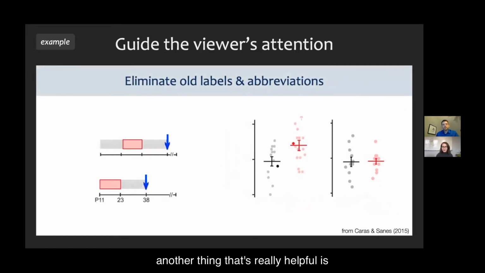Another thing that's really helpful is don't feel like you have to use the existing labels that came with the figure. I really encourage you to eliminate all of the old labels and try not to have any abbreviations. Try to write out everything so that you don't make the audience work harder than they have to.